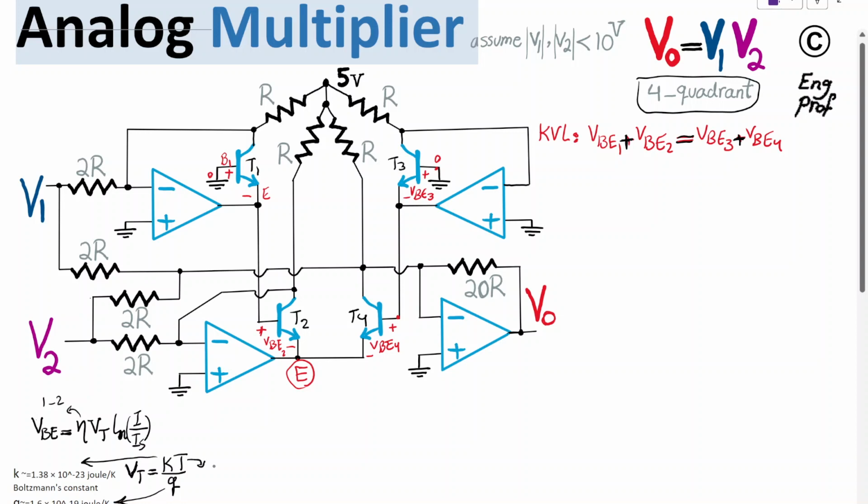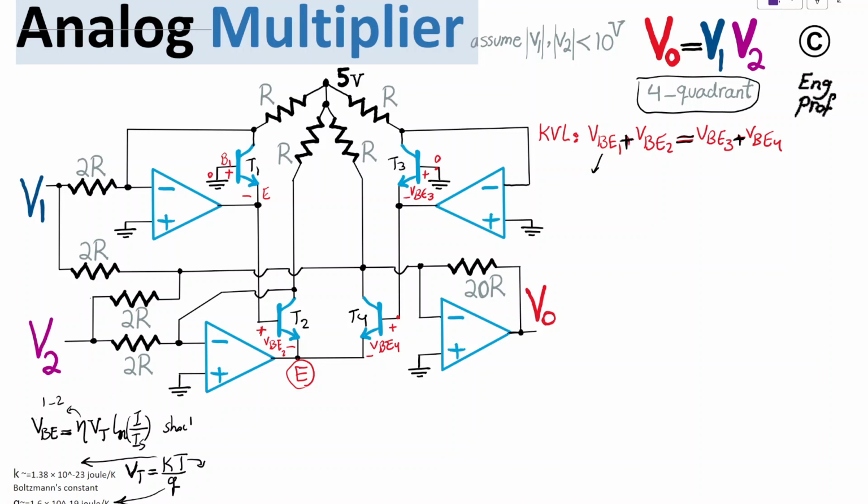T is in Kelvin for the junction temperature, and we are making the assumption that these 4 transistors shown here, these 4 BJTs, are similar in terms of junction properties, so they are on the same substrate and they are literally copy-paste of each other. So with that, I'm going to substitute these using the Shockley equation.